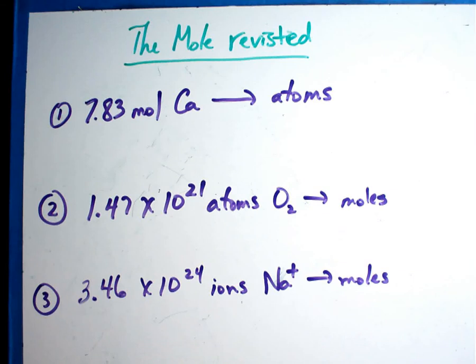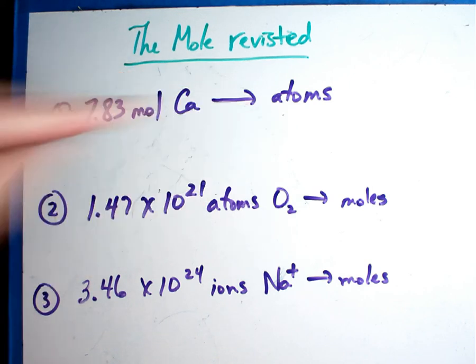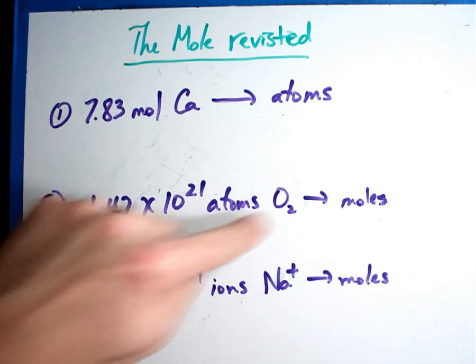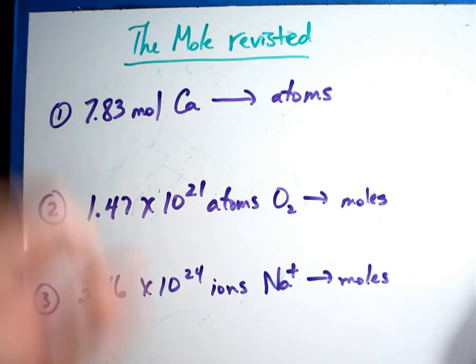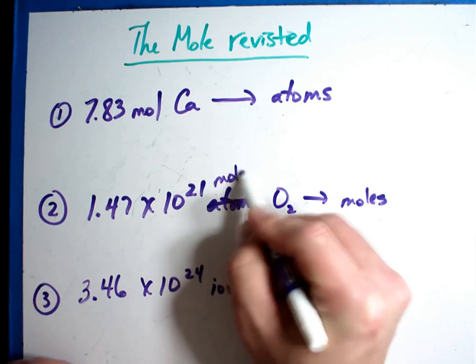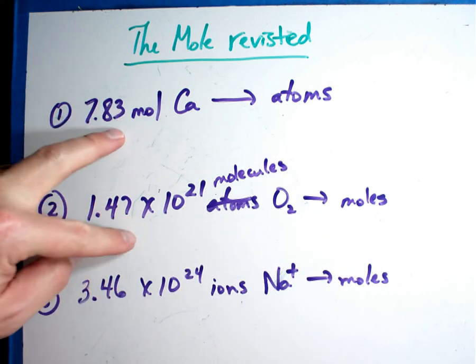In this video, I want to make sure that you know how to do the calculations we were doing from the first video. So you see three examples on the screen. 7.83 moles of calcium converted into atoms. 1.47 times 10 to the 21st atoms of oxygen. Actually, I used the wrong word there. I'll fix that. That should be molecules, because that's a group, my bad. Converted to moles. So these two questions are very similar to one another.